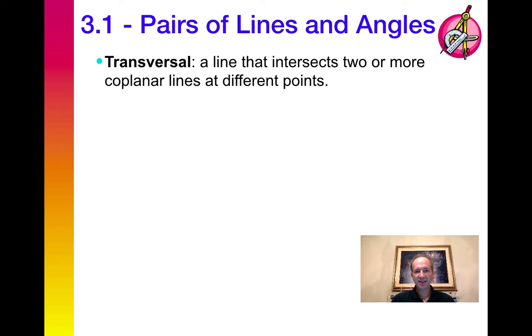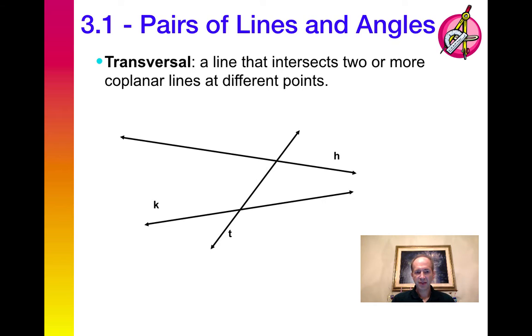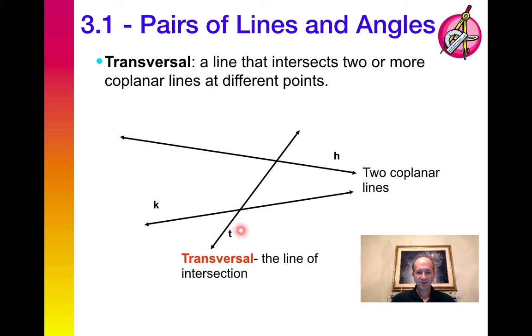Transversals, so a line that intersects two or more coplanar lines. So here we have the line T, and it intersects with K and intersects with H, right at this point here and this point here. These are coplanar lines, and this is called the transversal. So we'll call it T, just to make that extra point there. It's the line of intersection.